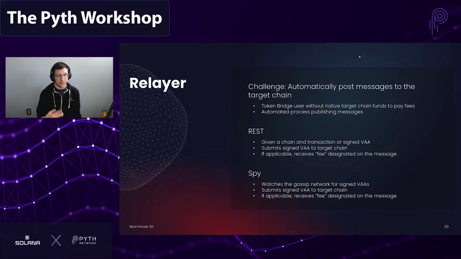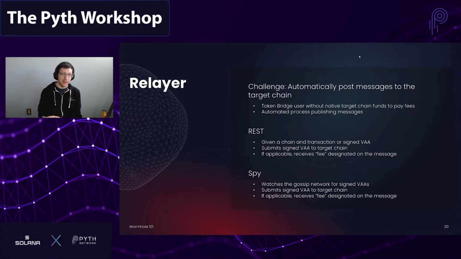So far we've been working on two different approaches for relaying. One is REST, a designated service that's stood up that you can ping and say, hey, I have a VAA to redeem, can you go do it for me? I'll give you this fee.